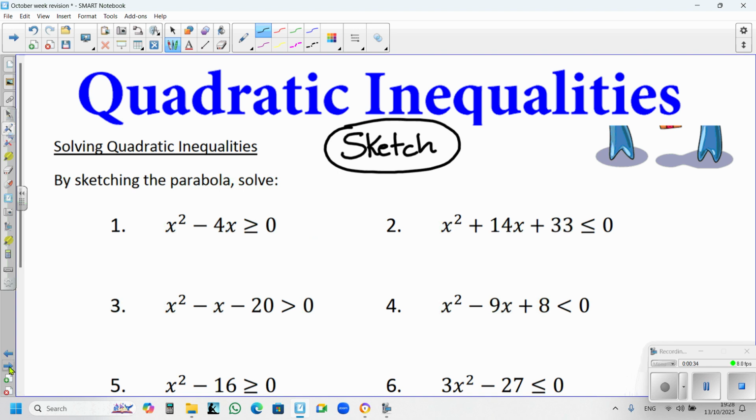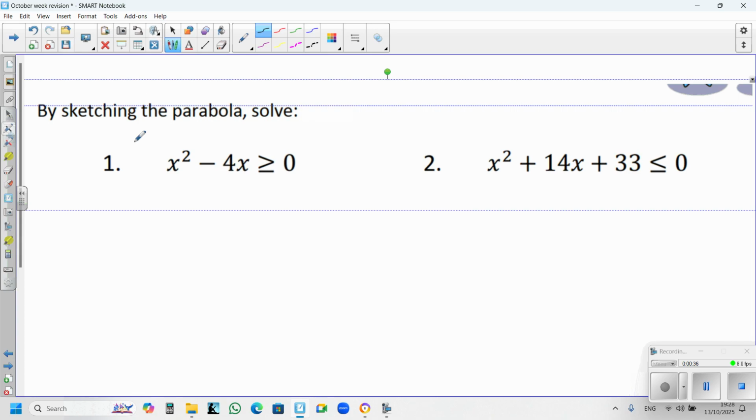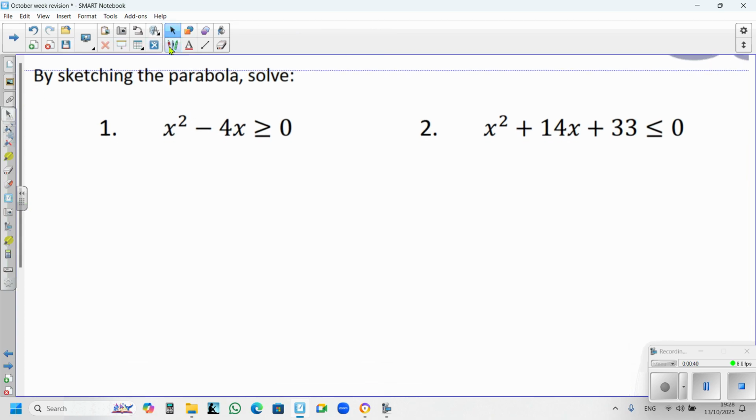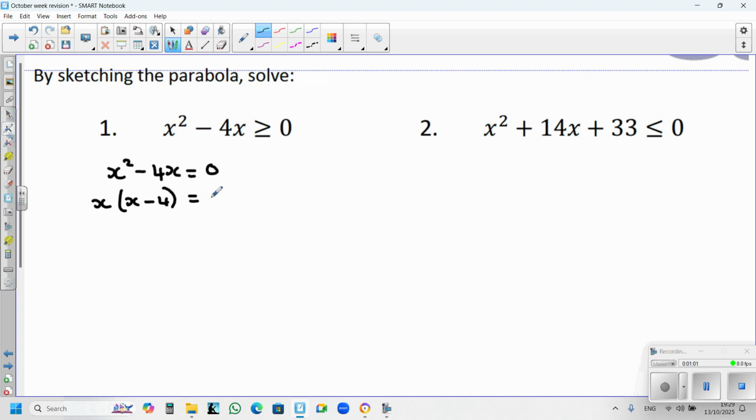Right, we'll go through these and we'll do a few of them. So the first one we've got here is, by sketching the parabola, solve the equation. So we've got x squared minus 4x is greater than or equal to 0. So the first thing we do is we make it x squared minus 4x is equal to 0. We can factorise it. There's only two parts there, so that means that it is a common factor, and the common factor is x. So we'll get x bracket x minus 4 is equal to 0.